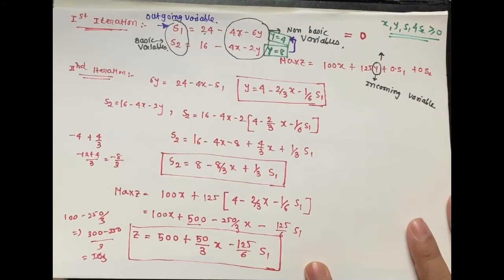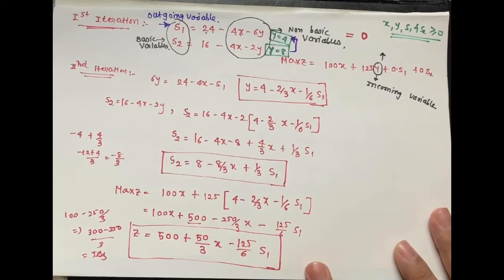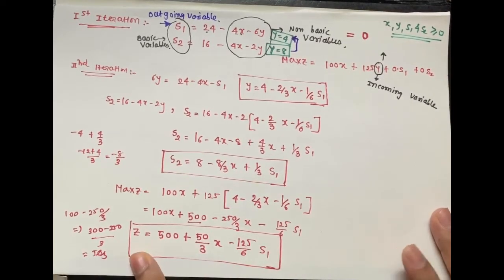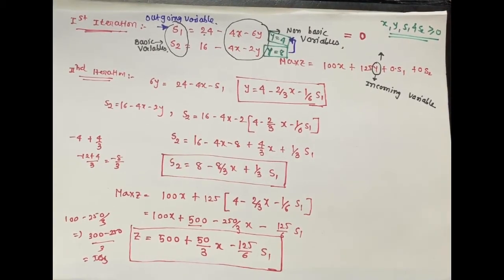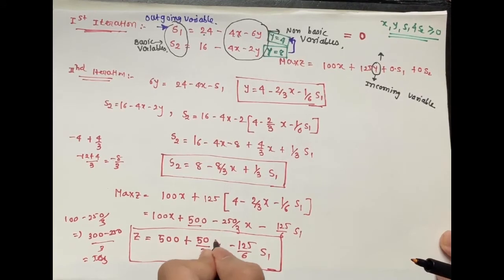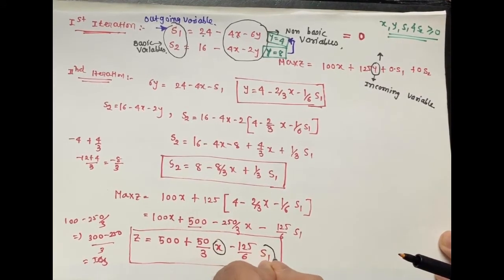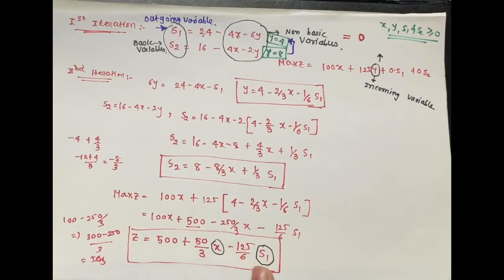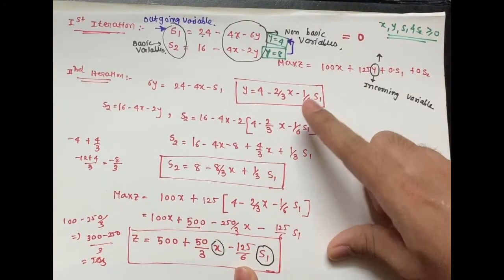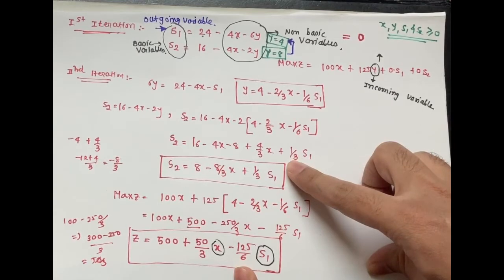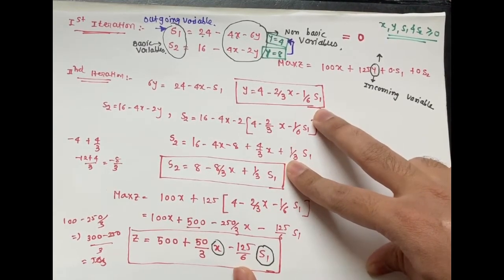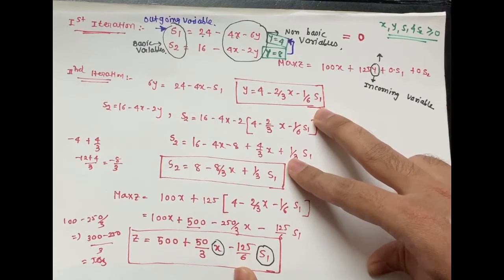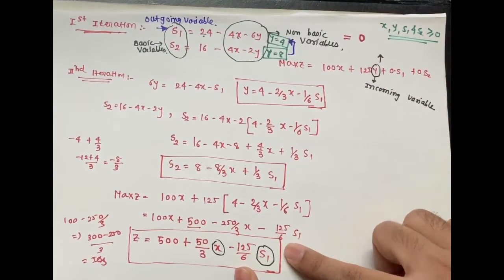Now again I have to increase the z value. Now the z value can be increased in two ways. Either I can increase the value of x, or I can decrease the value of s1. There are two ways. What are x and s1? x and s1 in this case are my non-basic variables. Non-basic variables means they have the value of 0.